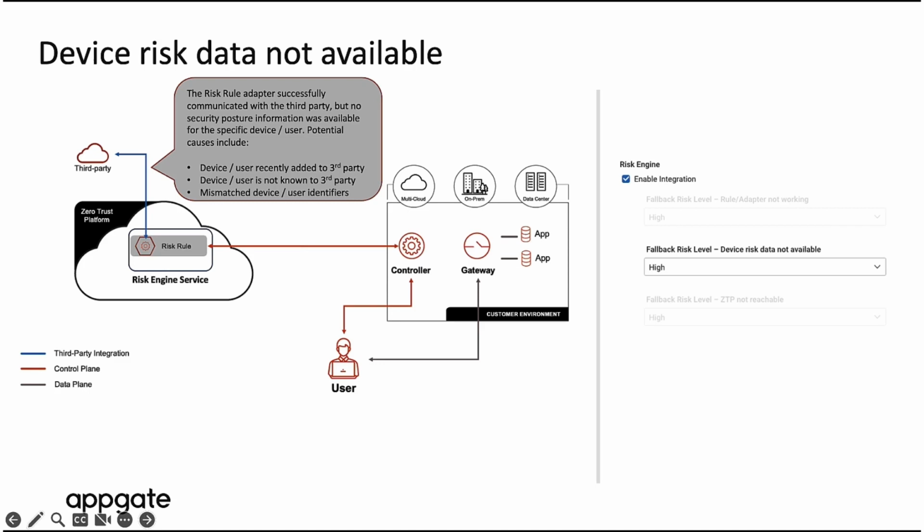And in some cases, we've seen a mismatch between the identifiers that SDP has for machines and users and the identifier used by the third party. For the most part, all that stuff gets worked out as we build out the adapter, but it's possible that the third party has changed the way that it identifies users and devices, in which case we'll just need to update the adapter. So if these cases happen, then the fallback score, the fallback risk level, will be returned here, again, shown as high.